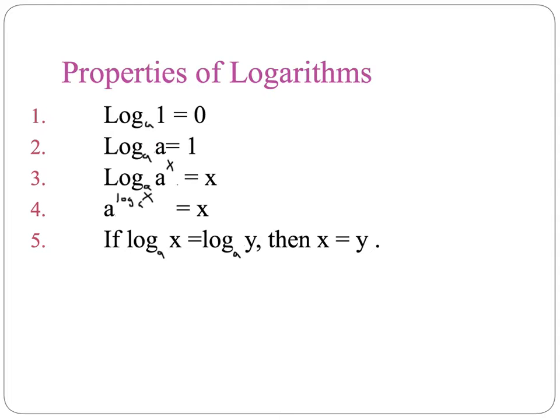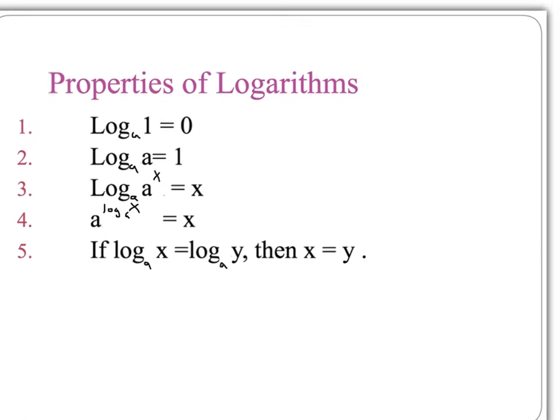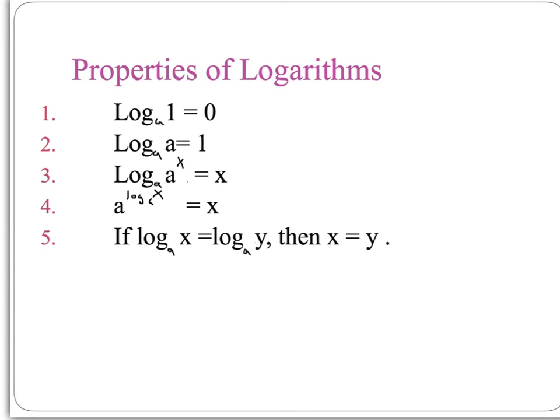Well, first of all, in property 1, we're asking ourselves, any base to the 0 power will equal 1. This is an exponent rule we learned in Algebra 2 and will still hold today. In property 2, it's saying that a base a to the first power will always equal base a.